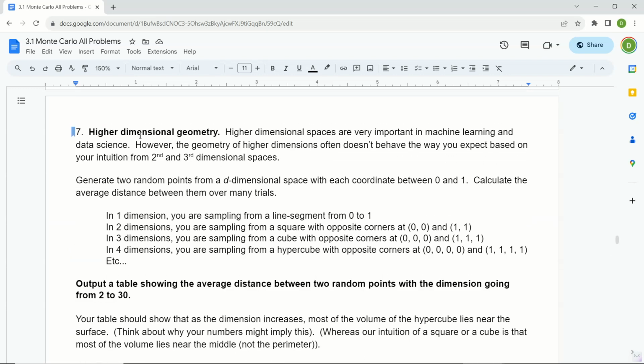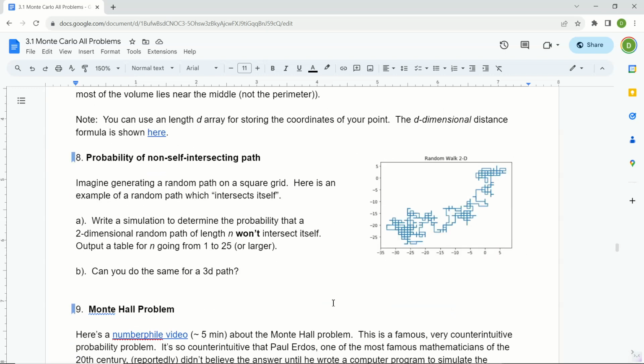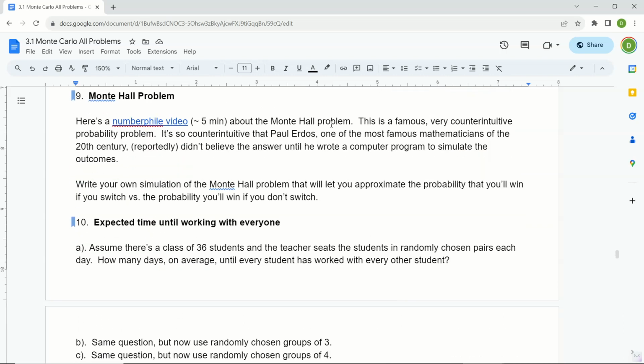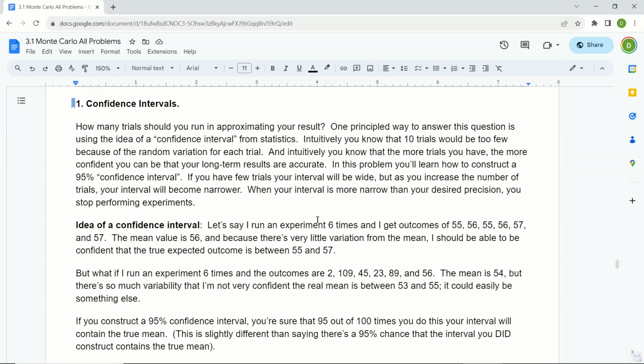In machine learning, it helps to be able to think about higher dimensional geometry. And so this is a problem about how volumes and surface areas don't really work the way that your intuition says that they do in 2 dimensions and 3 dimensions. So you can think about that one. Probability of a non-self-intersecting path. Monte Carlo is a very famous counterintuitive probability problem. So there's a lot of them.